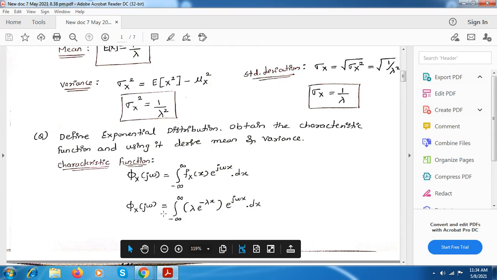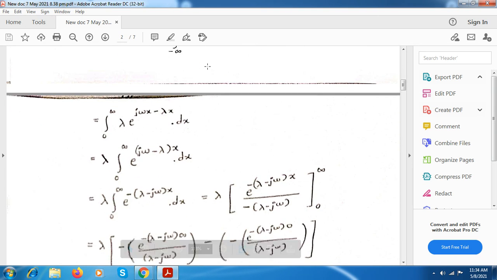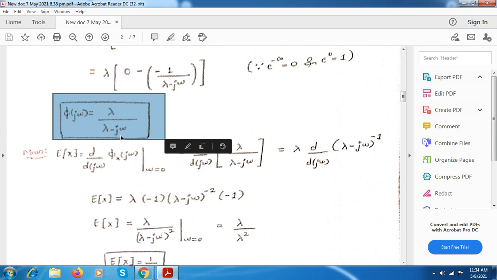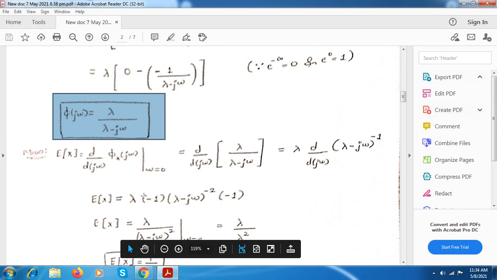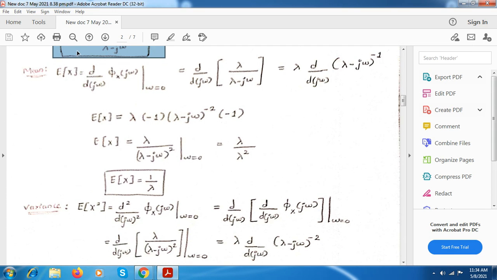And we have also seen the characteristic function, that is phi x of j omega, for this exponential distribution. So we have derived that, and we have got the characteristic function as lambda divided by lambda minus j omega. I told you to solve the mean and variance for this. Just check the solution for this.